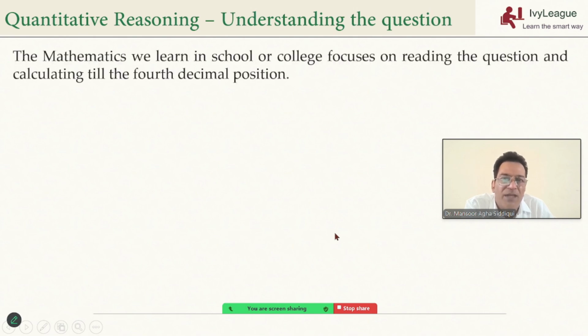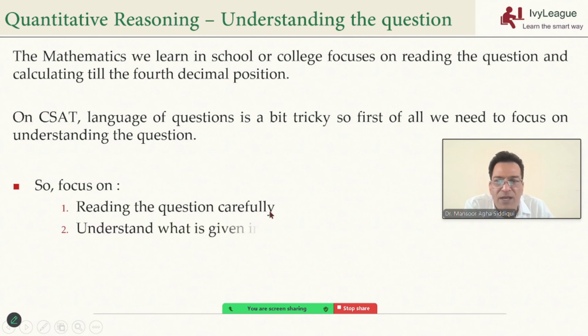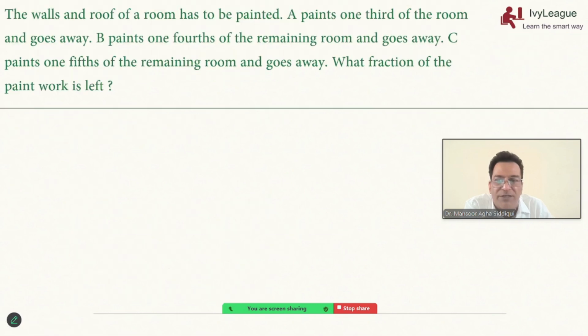So mathematics which we learn in school or college focuses upon reading the question and calculating blindly with a lot of fury. On CSAT, the language of the question is a bit tricky, so you first of all need to understand that. Focus upon reading the question carefully, understanding what is given in the question, understanding what it is asking for, and analyzing how you will solve it. You need to know the right method of solving it, not just how to solve it. And then solve it with your limited skills and recheck your answer for the sake of accuracy.